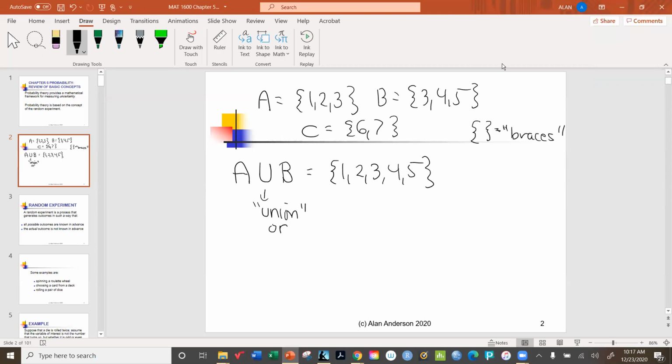Okay, so you notice how all I do is put them all together. Now, you notice how the 3 appears twice in these two sets. I don't need to write it twice. It's understood that this simply refers to the list of unique elements in that set. The number of times 3 is repeated is irrelevant for this.